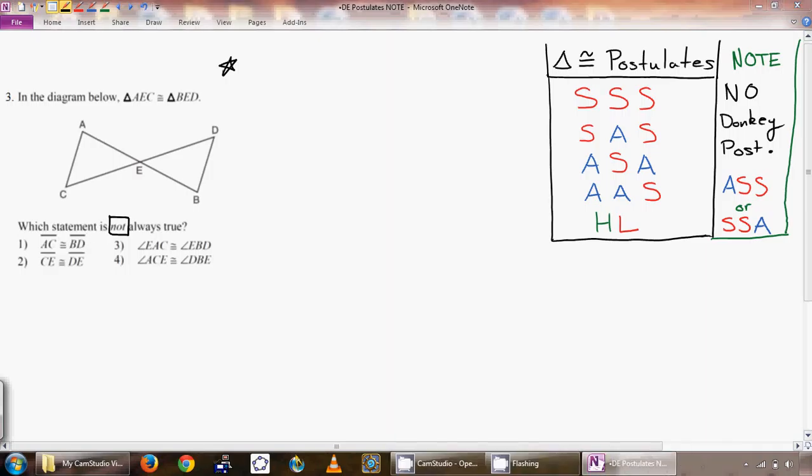So AC is congruent to BD. Okay, the first and the last letters should be congruent to the first and the last letters. They correspond. And since these triangles are congruent, those corresponding parts should be congruent. So this is true, so it's not my answer. CE, all right, the last two letters, well, they should be congruent to the last two letters. And look at that. They say CE, right here, is congruent to DE, that right there. So that's true. It's not what we're looking for, okay?